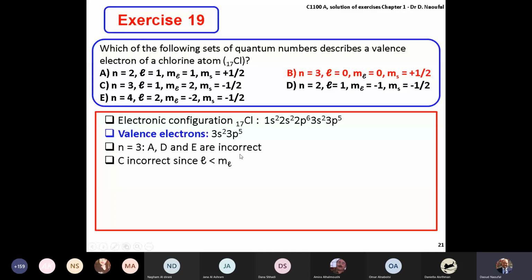I can eliminate C. L equal 1, ML equal 2. ML could not be greater than L. ML is between minus L and plus L. So C is eliminated. In this case, first of all, we eliminate A, D, and E. In the second analysis, we eliminate C. So the correct answer is B.